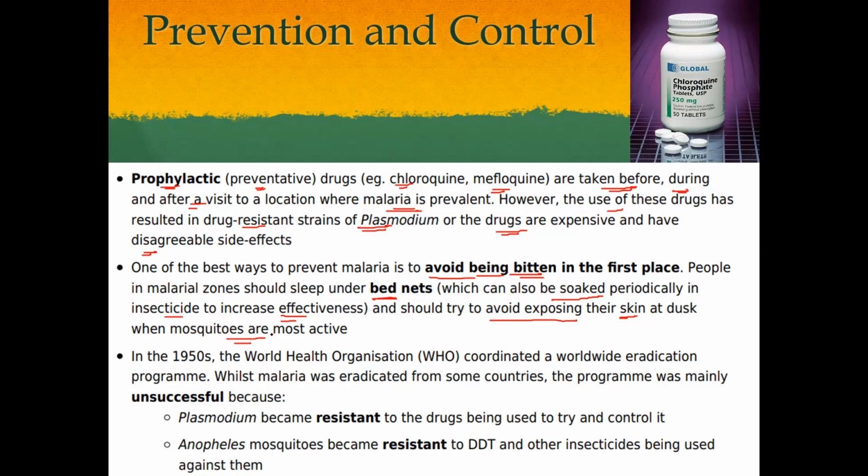So WHO in 1950 tried to eradicate malaria from the world, right? But this whole program was mainly unsuccessful. One reason was that Plasmodium became resistant to the drugs because the anti-malarials were being used. And Anopheles mosquito also became resistant to DDT. So the insecticide was also not working, right? Because Anopheles mosquito developed resistance, and the Plasmodium itself, the parasite itself, became resistant to the drugs. So this whole program was not 100% successful.